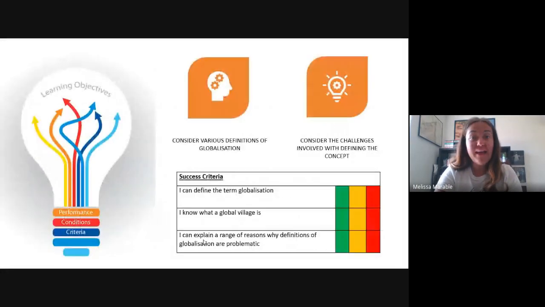Okay, so that is the end, and I'm knackered now. So the 2 key learning objectives: you need to consider various definitions of globalisation and to consider the challenges involved with defining the concept. Have you done that? And the 3 building blocks to achieving those milestones are those 3. Now, as I said, if you're red on anything, drop me an email. I will do my best to help you.